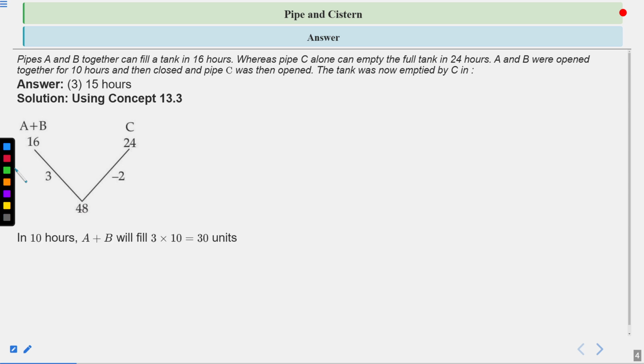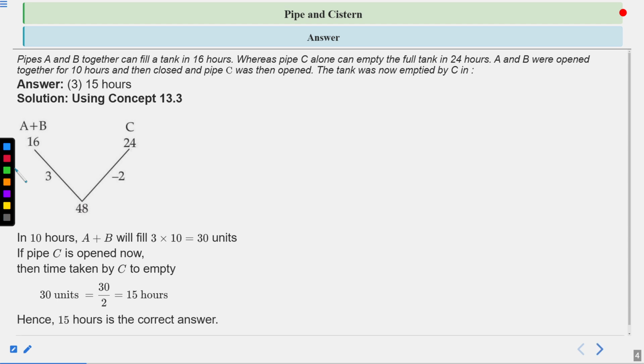Now in 10 hours, how many units will be filled? We know that in 1 hour, A and B fill 3 units. So in 10 hours, they will fill 3 into 10, which is 30 units. Now, if pipe C is opened, the time taken by pipe C to empty the tank will be, because 30 units is filled, 30 units divided by the efficiency of 2 units. So we get the time, which is 15 hours. Hence 15 hours is the correct answer. So the third one is the correct answer of this question.